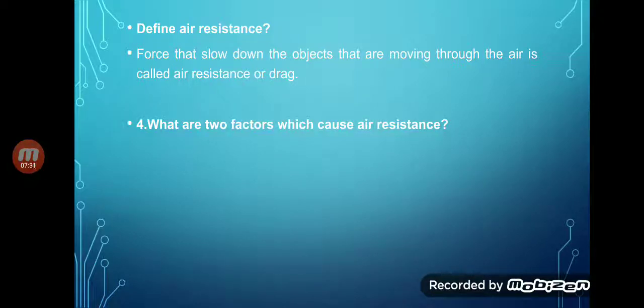What are two factors which cause air resistance? Air resistance depends on number 1, surface area, and number 2, speed. I have explained this whole topic in the lecture of air resistance and drag. So if you want to understand, go and watch this video and you will understand this topic.